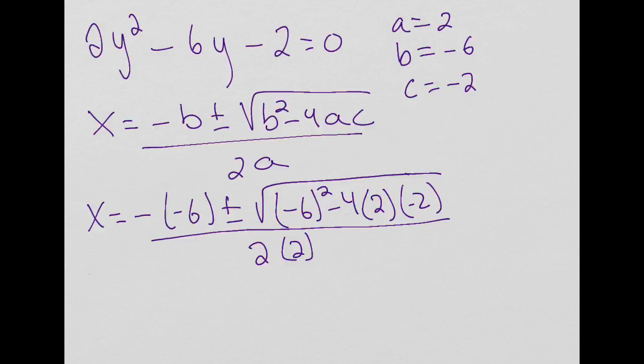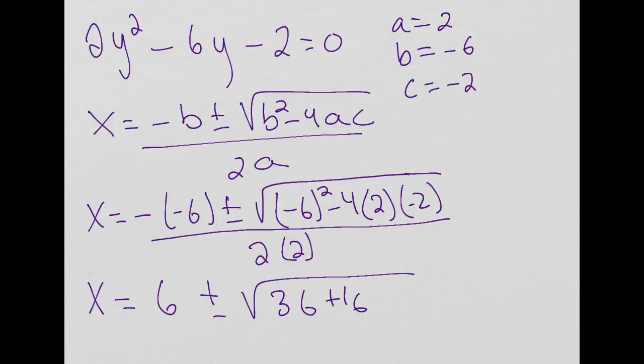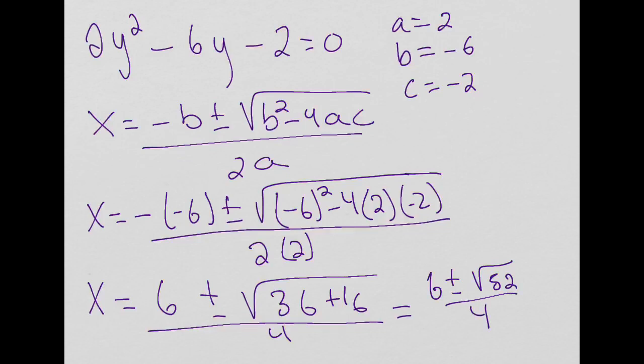Okay, now we're going to go ahead and simplify. 6 plus or minus the square root of 36. Negative 4 times 2 is negative 8, times negative 2 is positive 16, over 4. Equals... so now what is 36 plus 16? That gives you 52, over 4. Now we're going to have to simplify this.